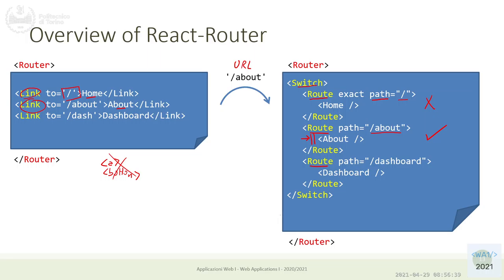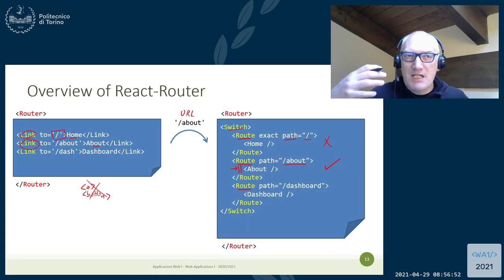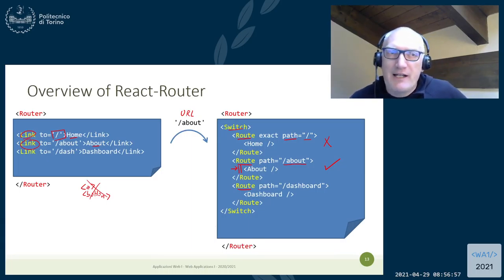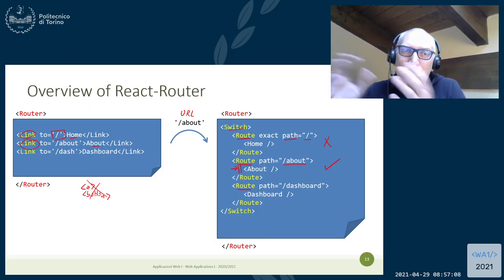So we have to split our mind. In one part, we want to decide or to program the links for navigating to different parts of the application. So we are using some linking components for changing the URL, and on the other side we are querying the URL with the routing components, which are basically very simple. They will decide whether to show or not the content of each block.